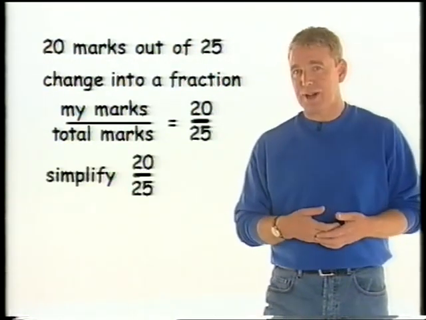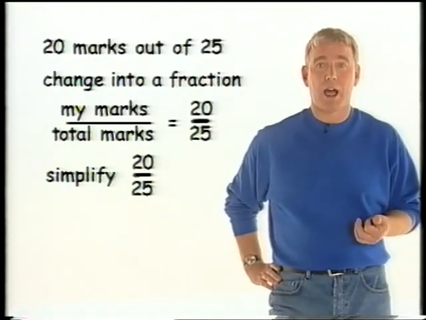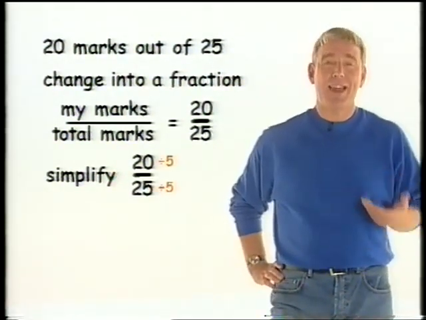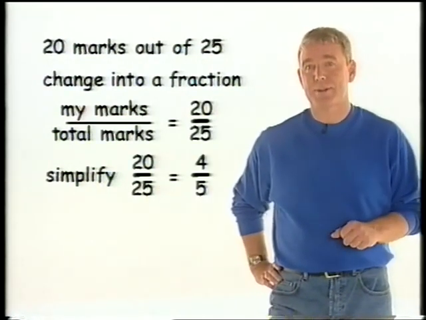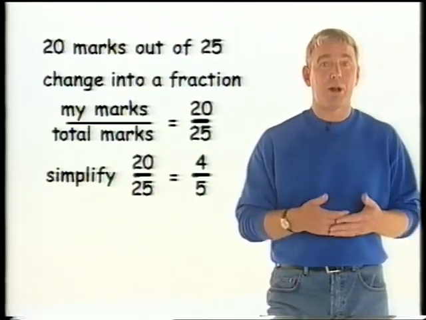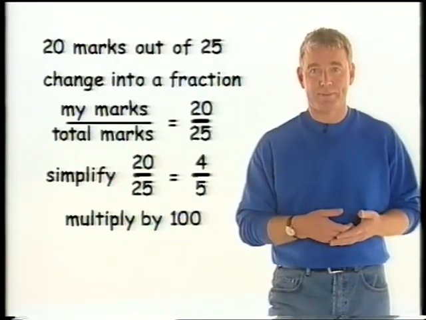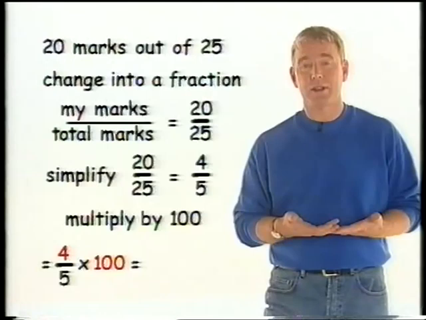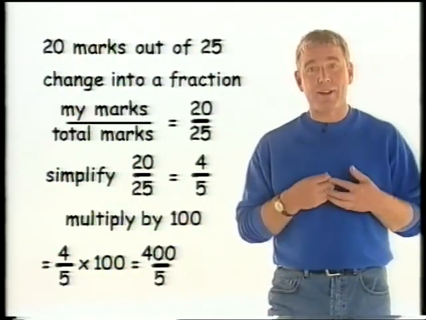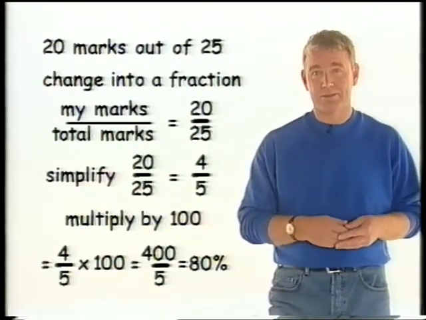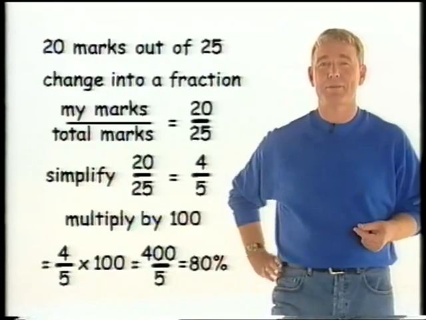Next, simplify the fraction by dividing top and bottom by, try 5. That makes it 4/5. To turn the fraction into a percentage, multiply by 100. That's 4 times 100, 400, divided by 5, which is 80. So the answer is 80% again. So my maths is staying pretty much the same.